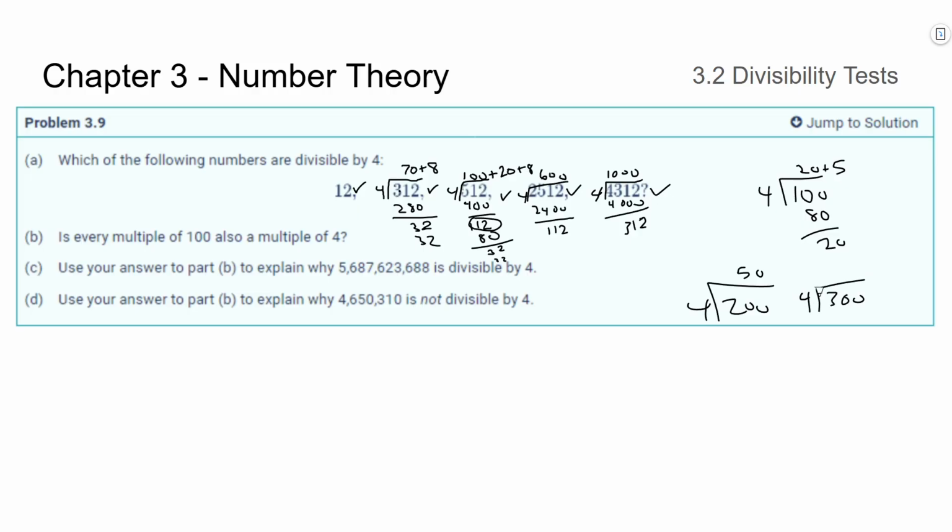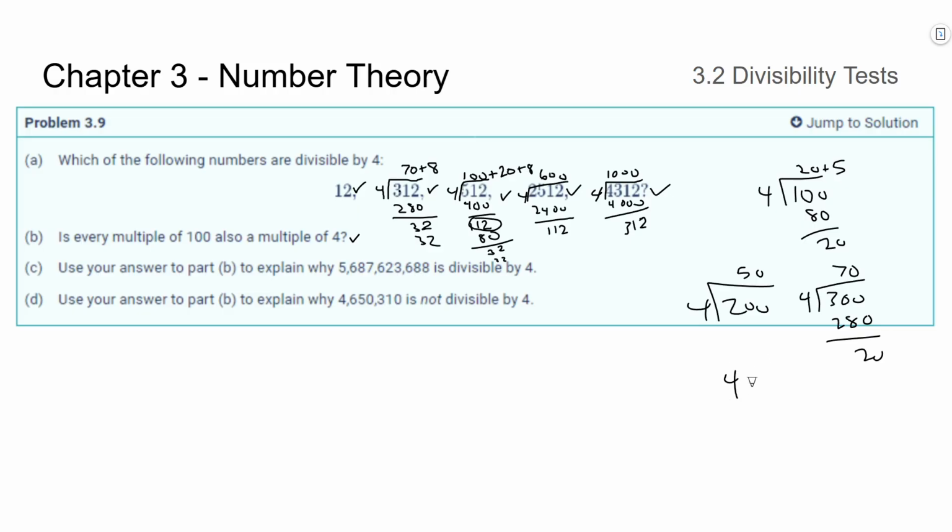How about 300? Divided by 4. That's going to go in 7 times. 28. Well, let's do 70. Leaves us with 20. And yep, that checks out too, because 4 times 5 is 20. So it's looking pretty good so far. Haven't completely proven this yet, but so far everything's looking good there. Maybe we'll do one more, see if we can recognize a pattern.